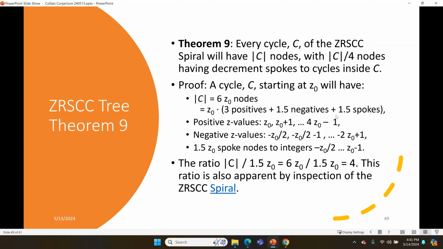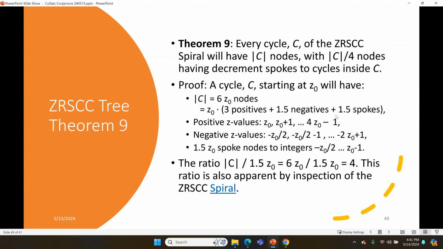The positive Z values are going to be Z0, Z0 plus 1, up to 4Z0 minus 1. The negative Z values are going to be negative Z0 over 2, negative Z0 over 2 minus 1, down to negative 2Z0 plus 1. And then the spoke nodes are going to be 1.5 Z0 of those. The ratio of 6Z0 to 1.5 Z0 is 4:1. This ratio is also apparent just from inspection of the spiral that shows that every 4th node is a spoke.